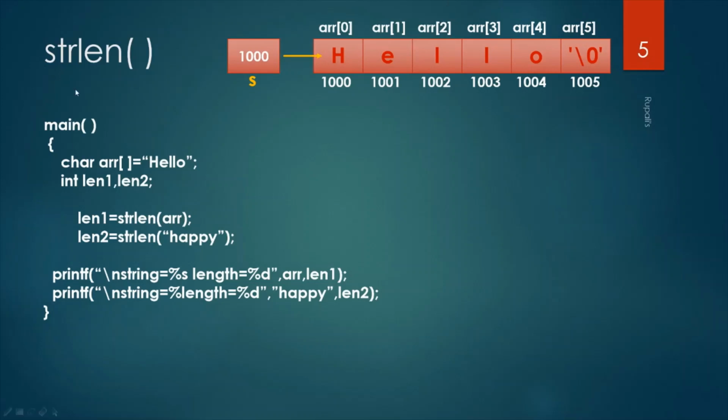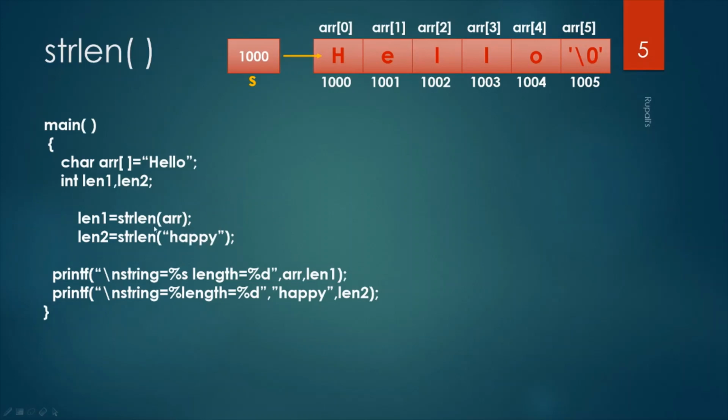Okay, so what is strlen? Strlen gives the length of any string, and strlen is an inbuilt string function. So when I write strlen(arr), what does it mean? Arr means the name of this array, so the name of this array means the base address. So we are passing the base address 1000 here. And in the case of happy, we are passing the base address of happy here. So it gives the length.